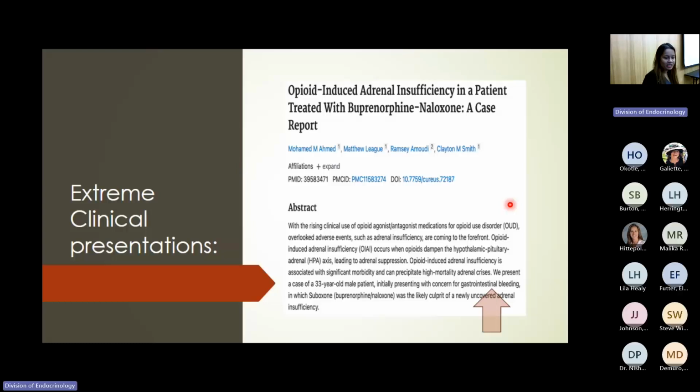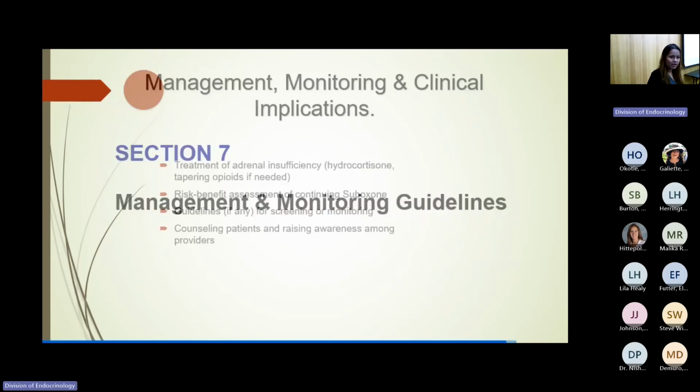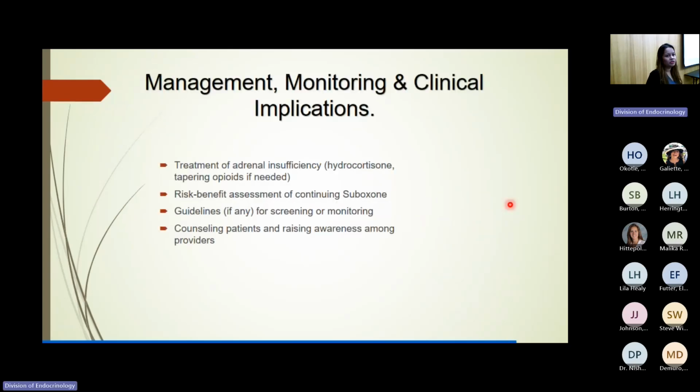And that brings me to the last section of my talk, the management and monitoring clinical implications. In this section, we'll talk about the treatment of adrenal insufficiency, what to taper, risk-benefit assessment of continuing Suboxone, guidelines, if any, for screening or monitoring, and counseling patients and raising awareness among providers.